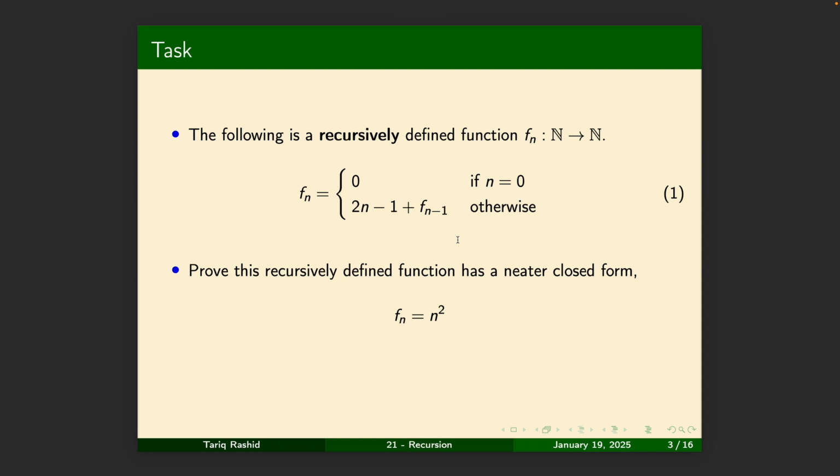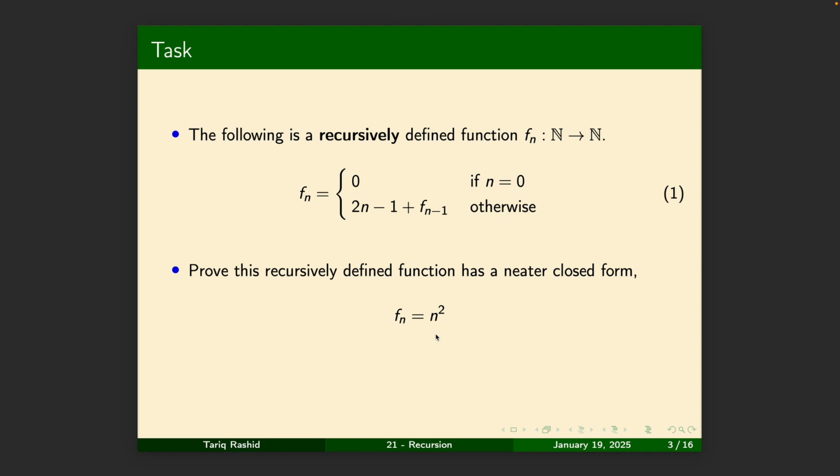And our task is to prove that this recursively defined function actually has a simpler, neater form, what some people call a closed form, which is f(n) is n squared. Now that sounds almost too good to be true. Surely something like this, which seems kind of discrete and a bit unruly. I mean, this is not the nicest looking expression. Could the sequence generated by this be as simple as n squared? Well, we have to prove it, and the suggestion is that it's true. So that's exciting if we can do that.